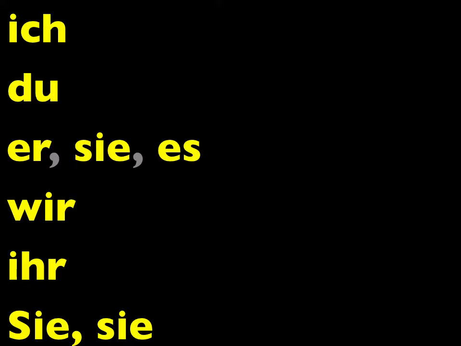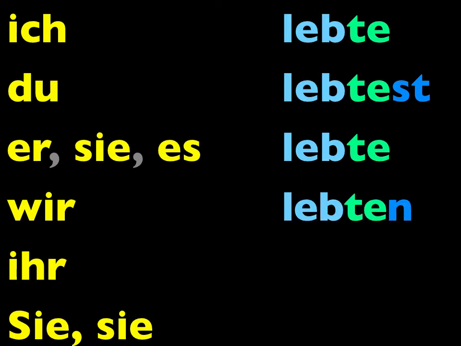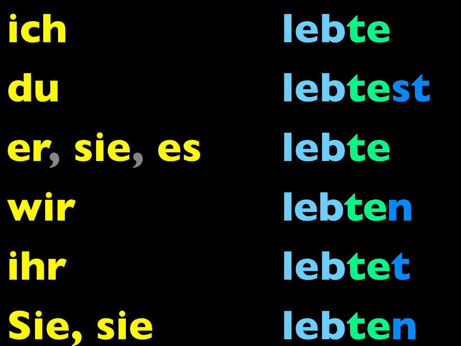Give me the ich form. Ich lebte, good. The du form. Du lebtest. The er/sie/es form. Right, lebte. The er/sie/es form in this imperfect tense is always the same as the ich form. Let's continue. Give me the wir form. Lebten, right. The ihr form. Lebtet, and finally the sie form, meaning they or you formal. Lebten, right. The wir form and the sie forms are the same, just like they always are in all the other tenses we've had. Good.